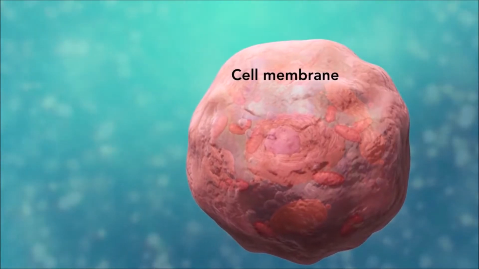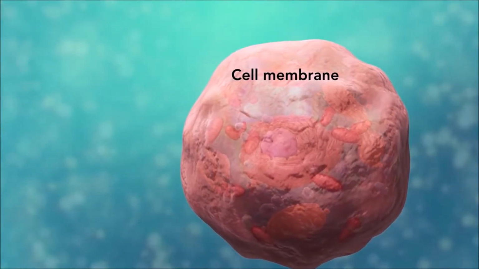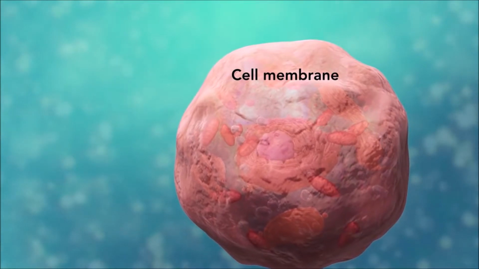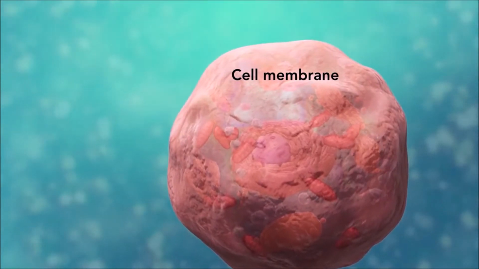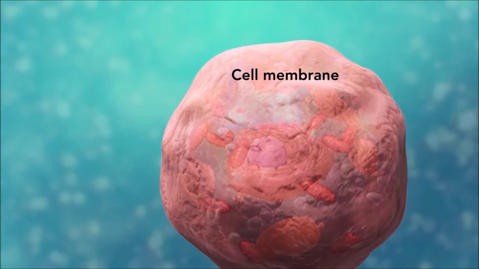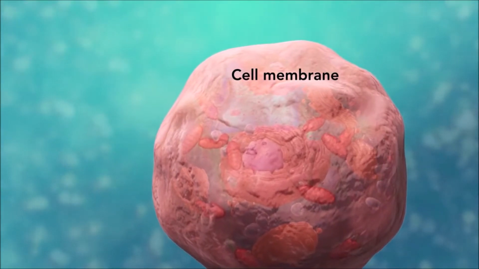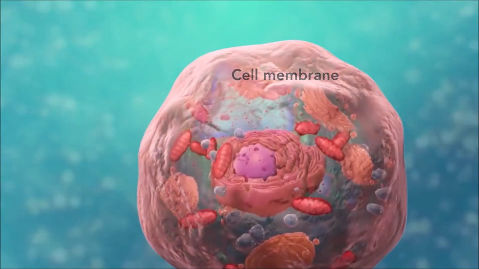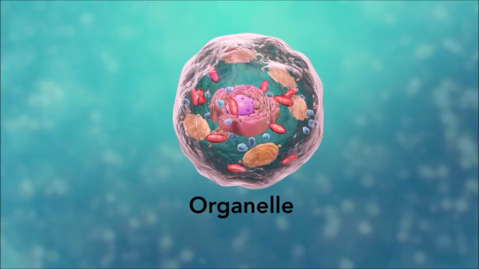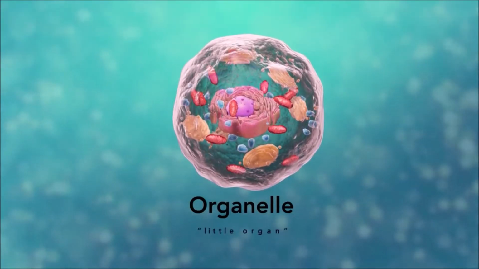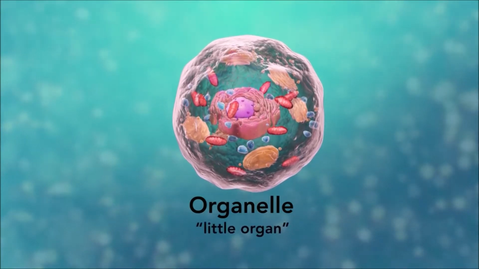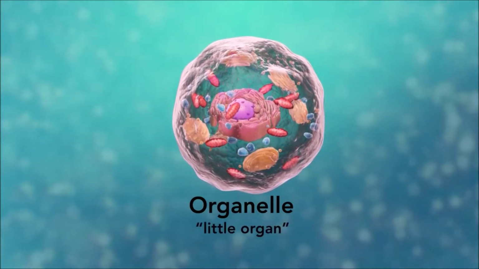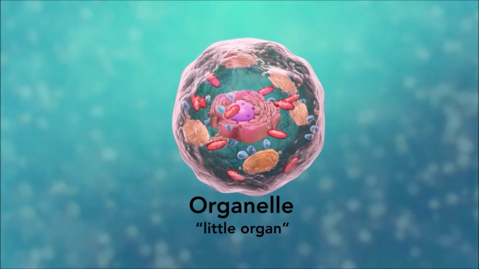Just like how we say, if they remove the skin of a person, you will see the organs under the skin, a cell too has something called the cell membrane. And the cell membrane is like the cell's skin. If we remove that cell membrane from the cell, we will see the cell's own organs, which are called organelles.